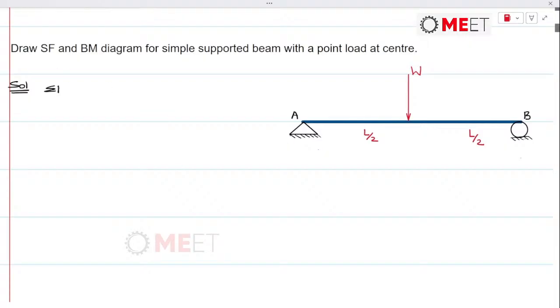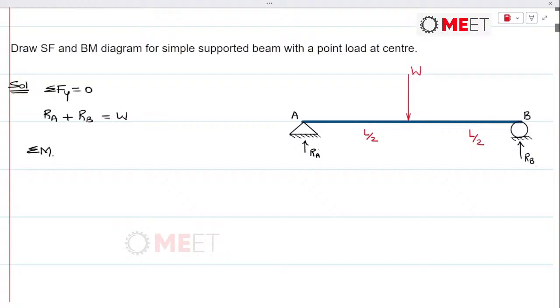Here summation of the forces in y direction, that's equal to 0. So Ra plus Rb equal to W, that is. So there will be a force at the hinge. Let's call this as Ra, reaction force, and there will be a reactive force at the roller support as well. So Ra plus Rb is equal to W.